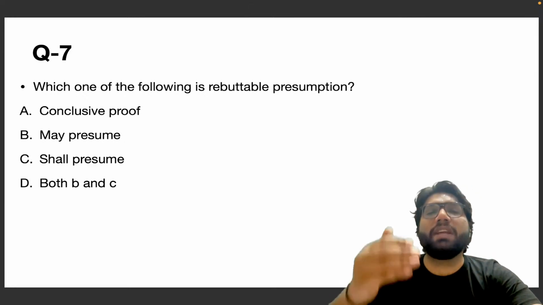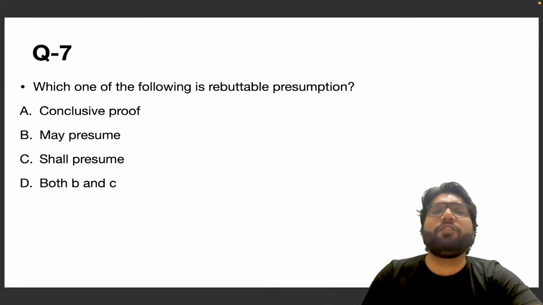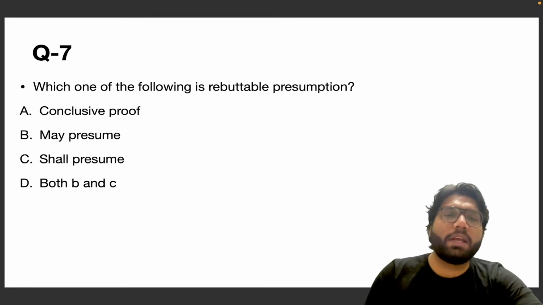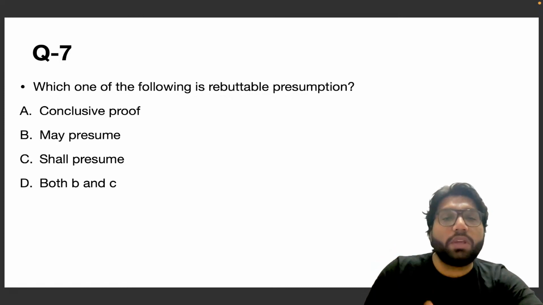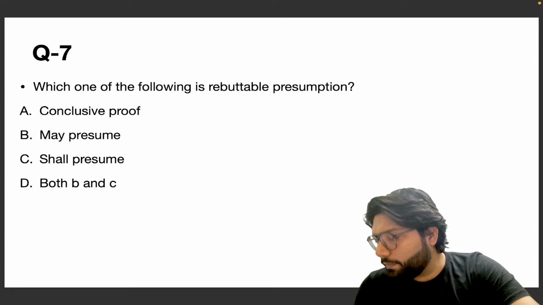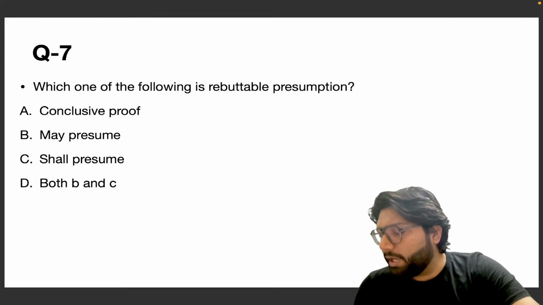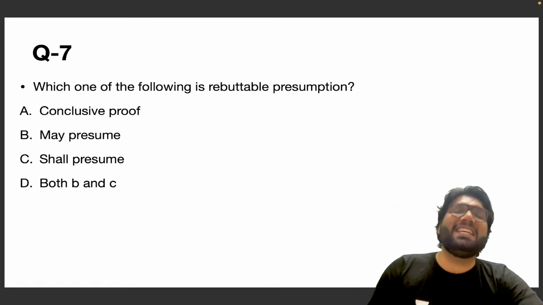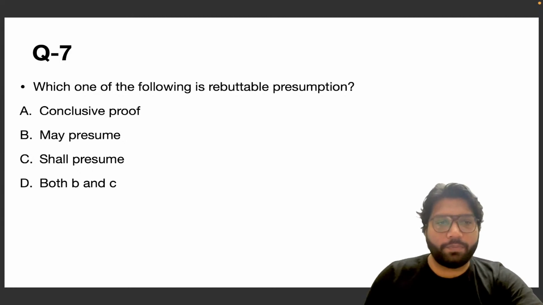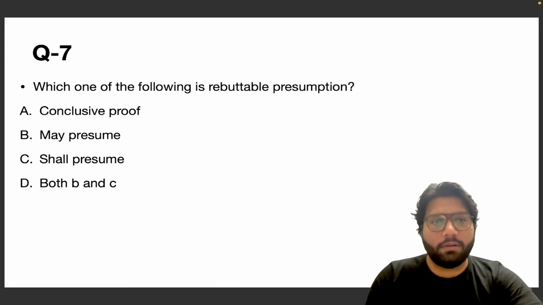The same question in a different sense. Which one of the following is rebuttable presumption? अब आपसे पूछ रहा है कौन सी presumption है as per section number 4 जिसको कि rebut किया जा सकता है. First one to answer correctly, Amit, followed by Sapna and Mosmi. Yes, students, D is the correct answer. May presume and shall presume. Both are rebuttable.